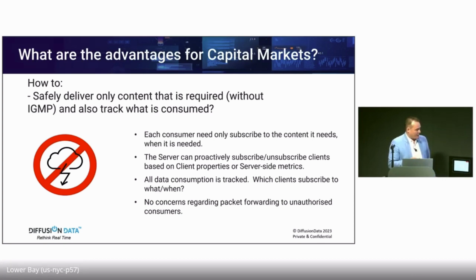There's an API with Diffusion which allows us to monitor every client that connects, what they start subscribing to, and when they stop subscribing. This allows us to do things like automated reporting. We can have a process sitting there reporting who is using what, when. So if there's an audit being performed, we'll know exactly which consumers were using what data. And we're working with third parties today on integrating this for seamless reporting to various exchanges as well. We also, of course, don't have any problems with packet forwarding, like sending data out to where it shouldn't be going.